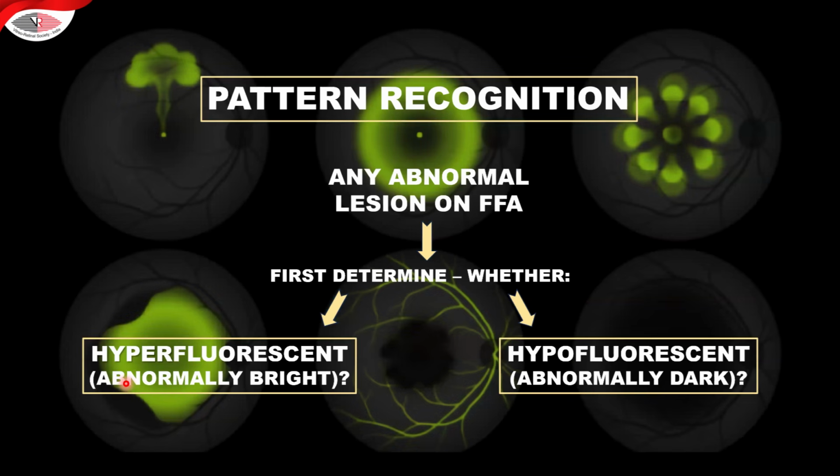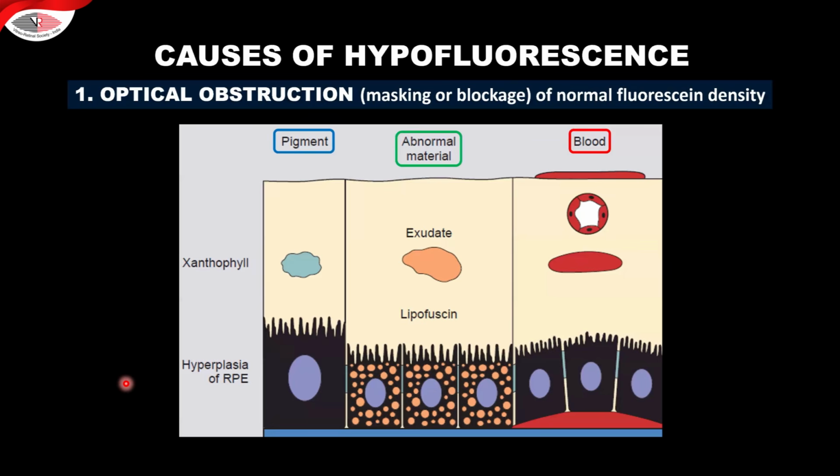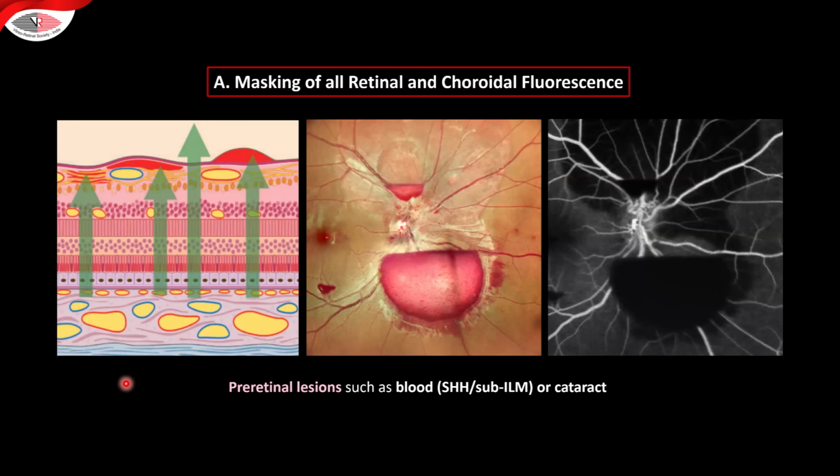So how do we interpret what we see on the fluorescein angiography? For any abnormal lesion on FFA, first determine whether there's hyperfluorescence, which is more fluorescence, or hypofluorescence, which is less, dark fluorescence. The causes of hypofluorescence could be an optical obstruction, which is a masking or a blockage of normal fluorescein density. Here it could be pigment, it could be an abnormal material such as exudate or lipofuscin, or it could be blood, a hemorrhage which is blocking this area.